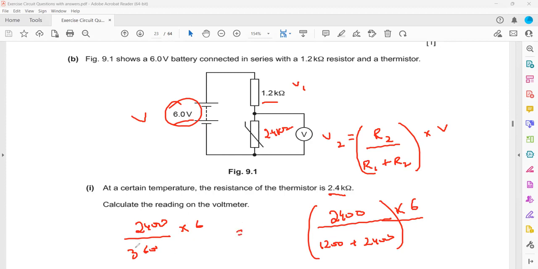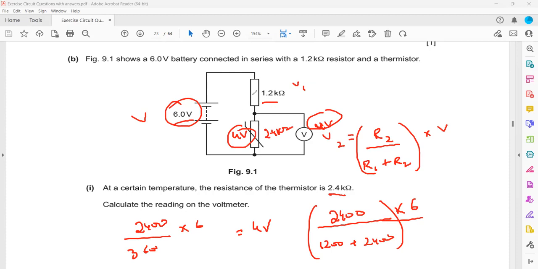So what's the answer? This will be 4. So this will have 4 volts. If this has 4 volts, what is the reading on the voltmeter? That will also be 4 because they are in parallel to each other. So what is the voltage across the thermistor? The same voltage will be there across the other component as they're in parallel.